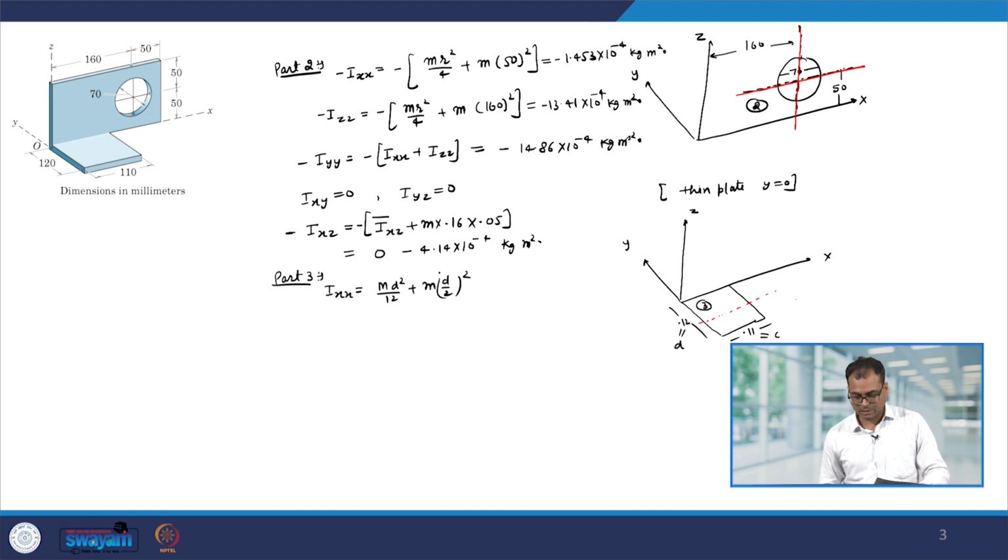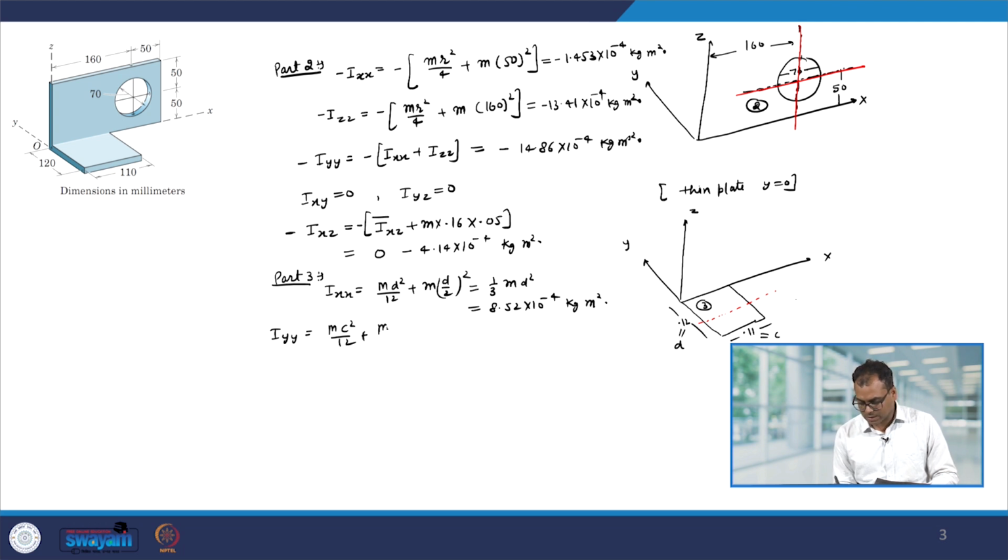Again we have used the parallel axis theorem, and that comes out to be 1 by 3 m d square. Now the value of m and d is known, so that comes out to be 8.52 into 10 to the power minus 4 kg meter square. Now the moment of inertia about the y axis will be m c square divided by 12 plus m c by 2 whole square, and that is equal to 1 by 3 m c square, which is 7.16 into 10 to the power minus 4 kg meter square.